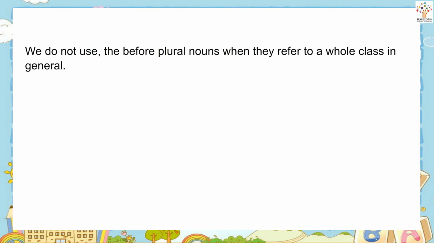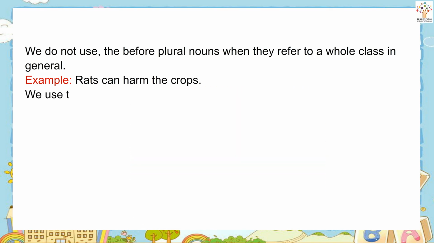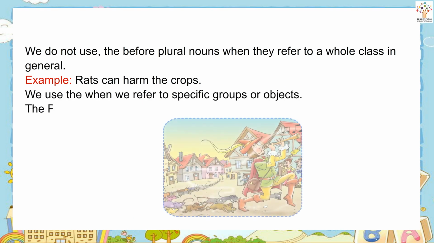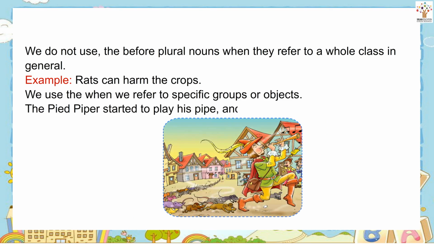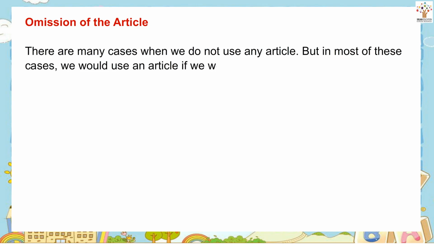We do not use the before plural nouns when they refer to a whole class in general. Examples: rats can harm the crops. We use the when we refer to specific groups or objects. The Pied Piper started to play his pipe and the rats followed him out of the town. Omission of the article. There are many cases when we do not use any article, but in most of these cases, we would use an article if we were referring to something specific.